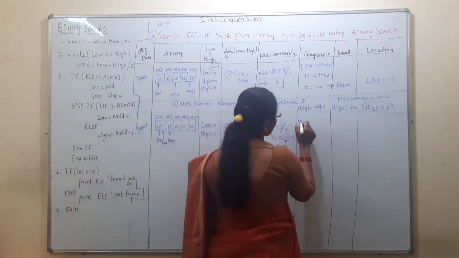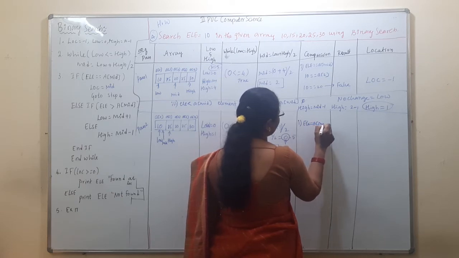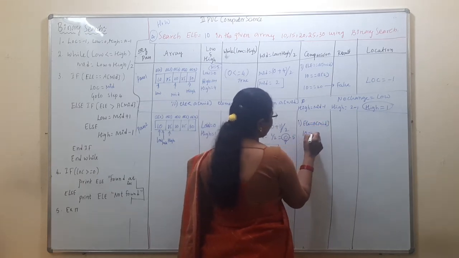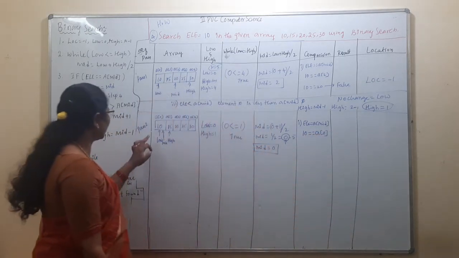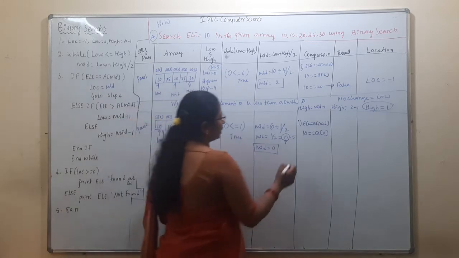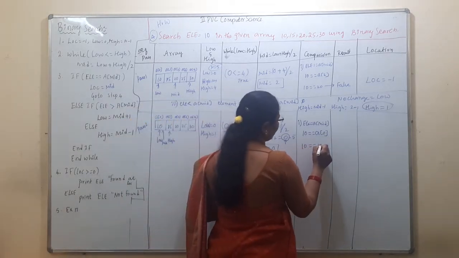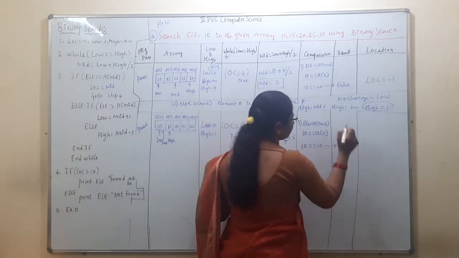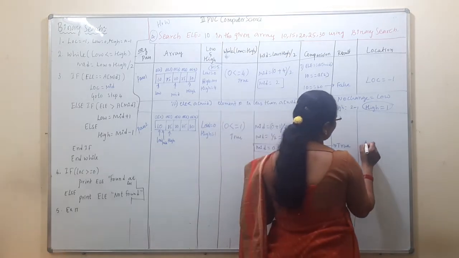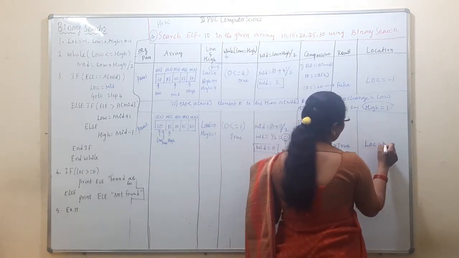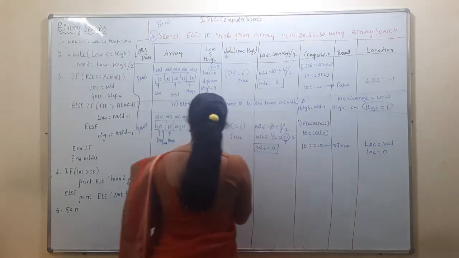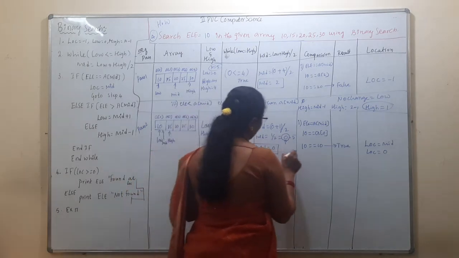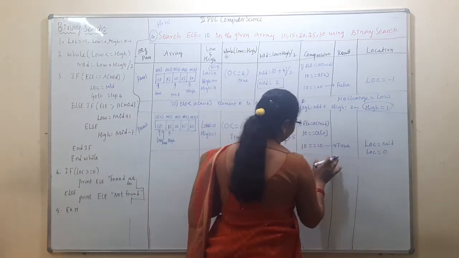Then come to condition 1: element is equal to A of mid. What is the searching element? 10. It is equal to A of 0. What is A of 0? It is 10. Yes, 10 is equal to 10. The condition is true. When the condition is true, change the location equal to mid. What is the location of the mid? It is 0. So finally, conclude the result.